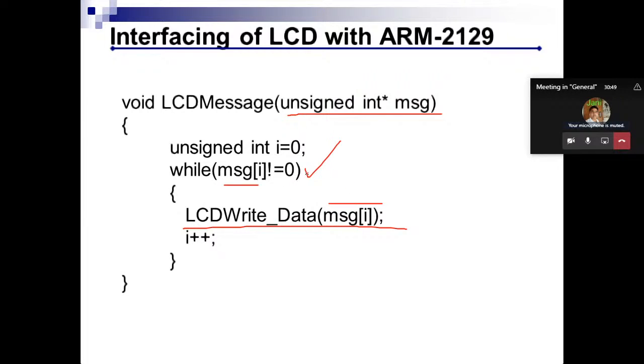And like this, the entire message you can display until it reaches the null. So until it reaches the end of the message, the entire message will be written to the LCD. And then we will write i++ here. So this is how you can specify any message and then write that message to the LCD.